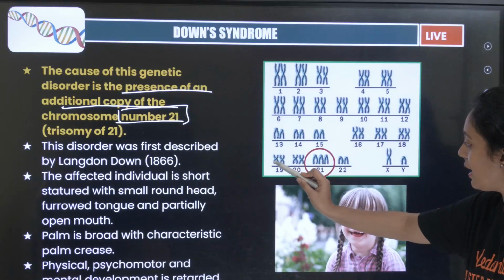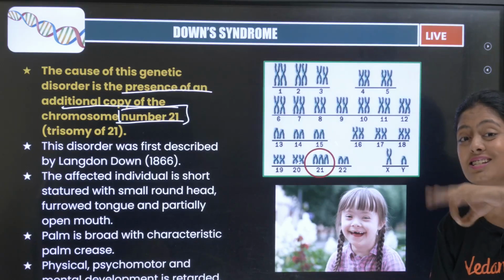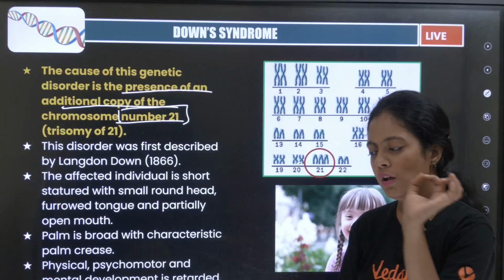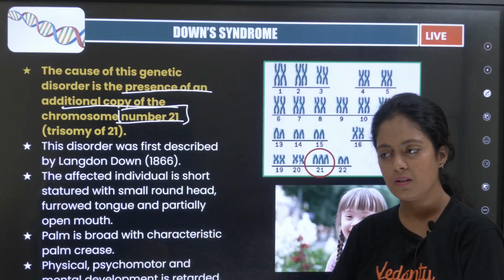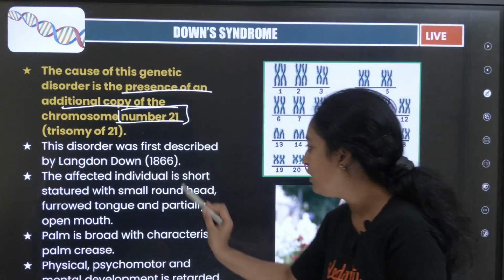So here, look, in all the others there are 2, but only here there will be 3. That is why we call it trisomy, and it's called trisomy 21. Simple MCQ. Which of the following is called trisomy 21? It's Down syndrome. Okay, so this disorder was first discovered by Langdon Down.